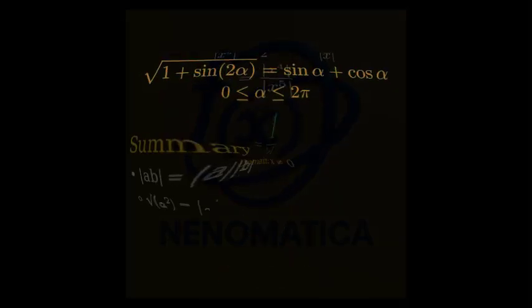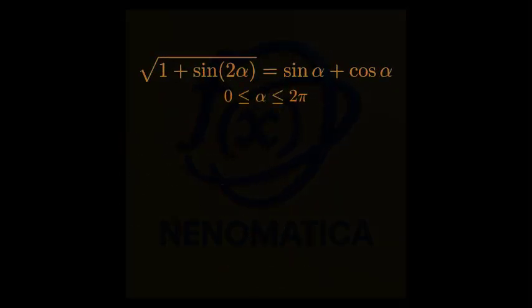Summary. In this lesson, we will solve the trigonometric equation: the square root of 1 plus sine of 2 alpha equals sine alpha plus cosine alpha, for alpha between 0 and 2 pi. We'll proceed step by step and visualize the solution on the unit circle. Here is the problem statement and the domain for alpha. First, the equation. And here is the domain: 0 is less than or equal to alpha, less than or equal to 2 pi.